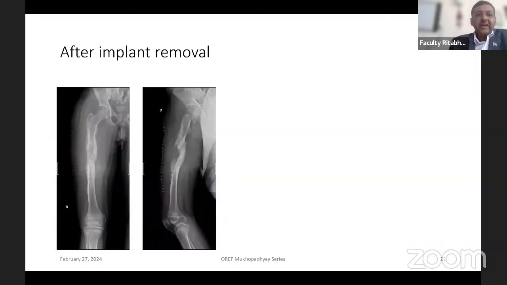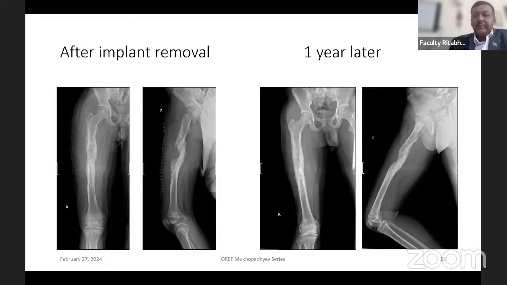So this is the X-ray after implant removal. As you can see, the staples are there. And this is the X-ray 1 year later. The fracture is healing, further healing.